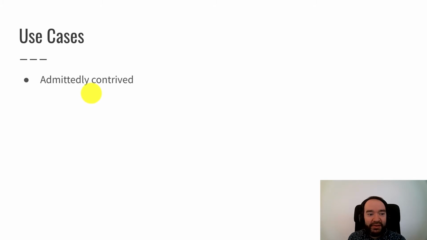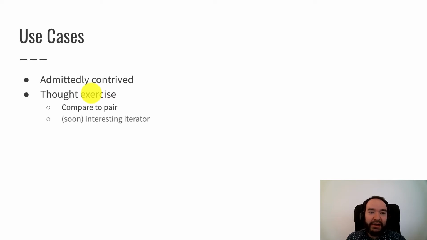Here's why you would use this. I have to say this is admittedly a little bit contrived. This is kind of a thought exercise, and it's something we want to use to compare and contrast to the pair. It's a similar but different data structure. And soon we're going to be using this to define an iterator. So this is kind of similar to a pair, but different enough that we can implement an iterator, and there will be some interesting design choices to make.